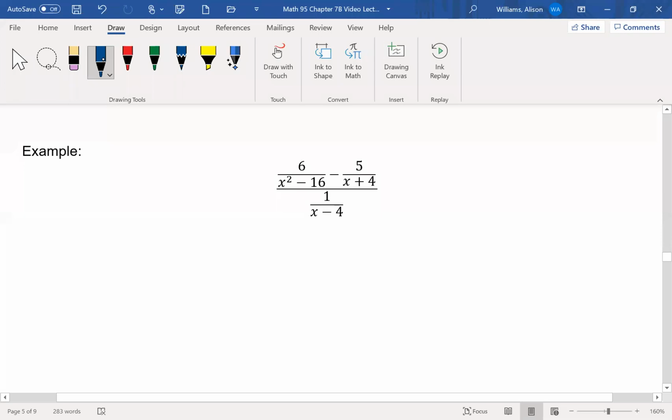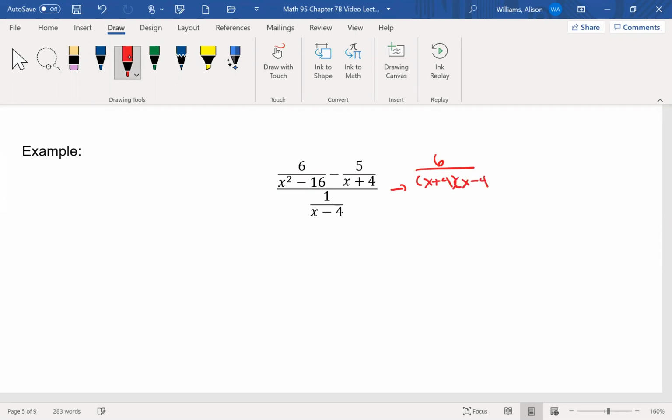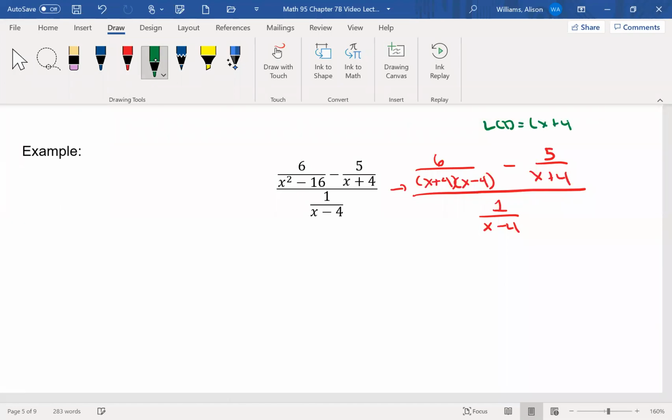This one, I'm actually going to have to factor that first fraction before I even get to do the LCD. This first fraction thankfully factors into the same denominators as the other two, x minus 4, x plus 4. I said it backwards from how I wrote it. But there is our LCD: x plus 4, x minus 4. I'm going to multiply everything by that.